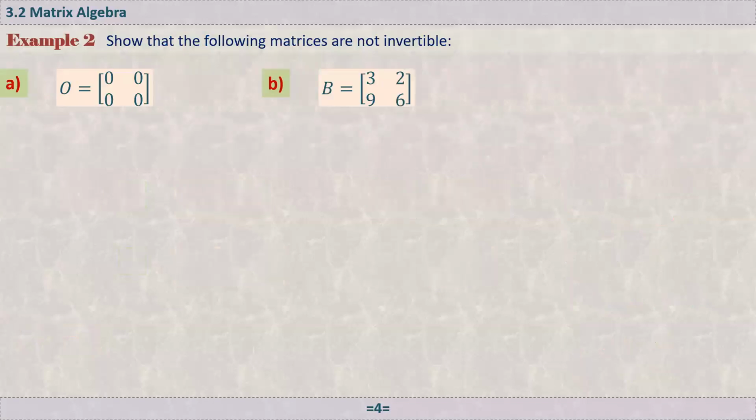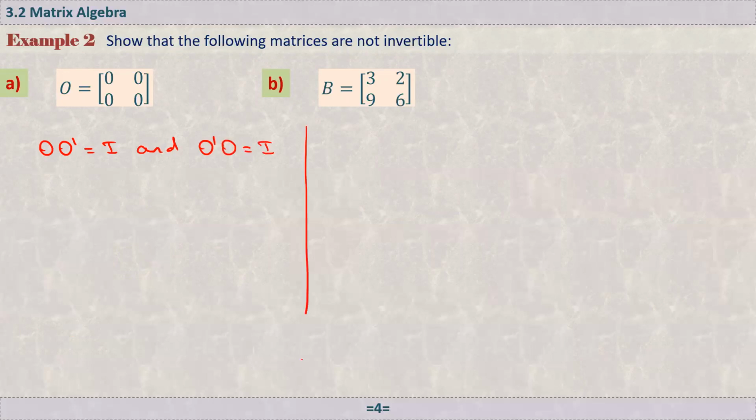All right, show that the following matrices are not invertible. That means, can I find its inverse, let's say O prime, so that O times O prime should be equal to I, and O prime times O should be equal to I, right? So we have two parts. Is it possible? If so, then it is invertible, otherwise it's not.